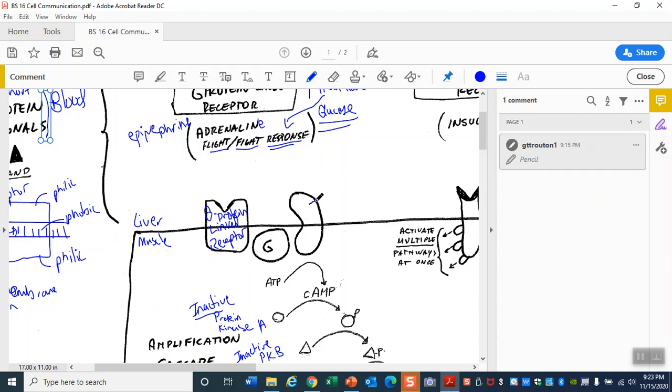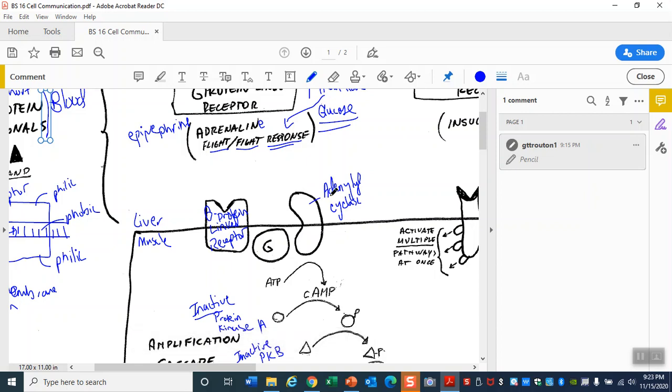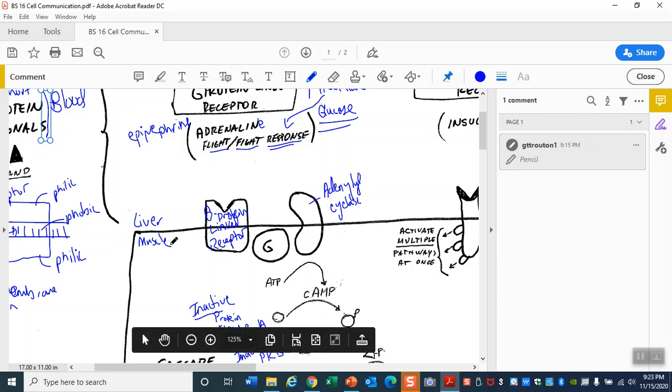This kidney bean looking thing over here is adenylyl cyclase. So you have your G protein linked receptor, your G protein, and then you have this membrane bound catalyst enzyme, adenylyl cyclase. So these are all the players. We're in a liver and muscle cell. Let's go ahead and see how this process plays out.